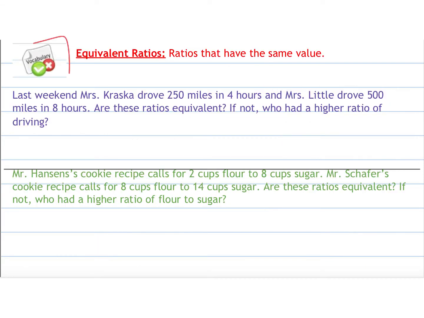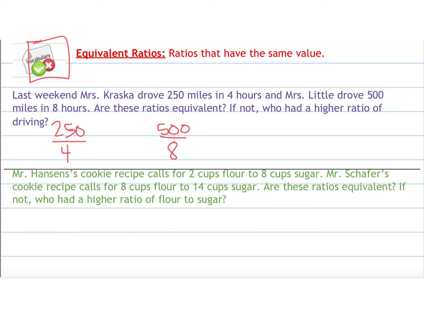Another vocab word here, so make sure you write down the vocab word with the definition. Equivalent ratios. They are ratios that have the same value. So last weekend, Miss Kraska drove 250 miles in 4 hours, and Miss Little drove 500 miles in 8 hours. Are these ratios equivalent? If not, who had the higher ratio of driving? So what I'm going to do first is write these both as fractions. I'm going to do the miles over hours for both of them.